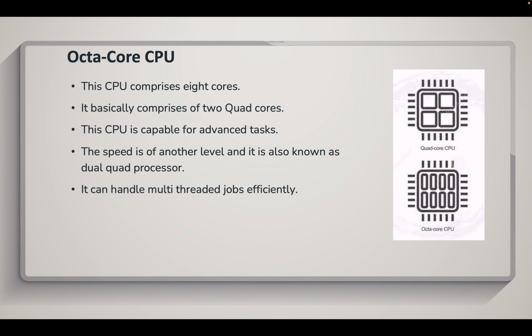A CPU with 8 cores basically comprises 2 quad cores, 2 sets of 4 cores. This CPU is capable of advanced tasks. The speed is at another level. It can handle multiple threads and jobs efficiently.